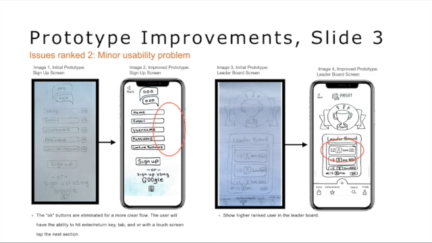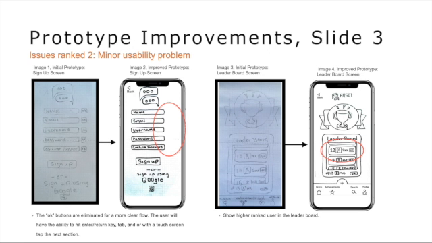Prototype improvement, slide 3. Issues ranked 2, minor usability problem. The first image to the left shows the initial prototype of the sign-up screen. It quickly became clear that having to press OK after each input of information was not necessary. Image 2 shows that the OK buttons were eliminated for a more clear flow. The user will have the ability to hit Enter, Return, Tab, and/or with a touchscreen, tap the next section.